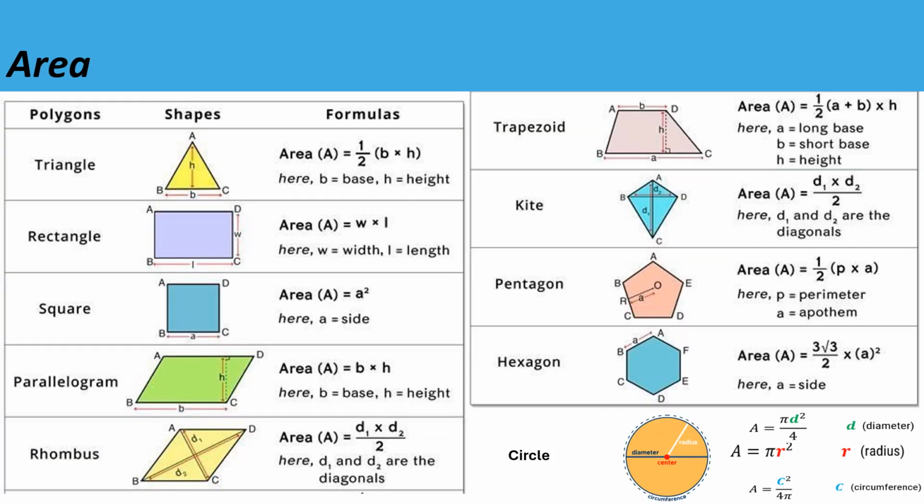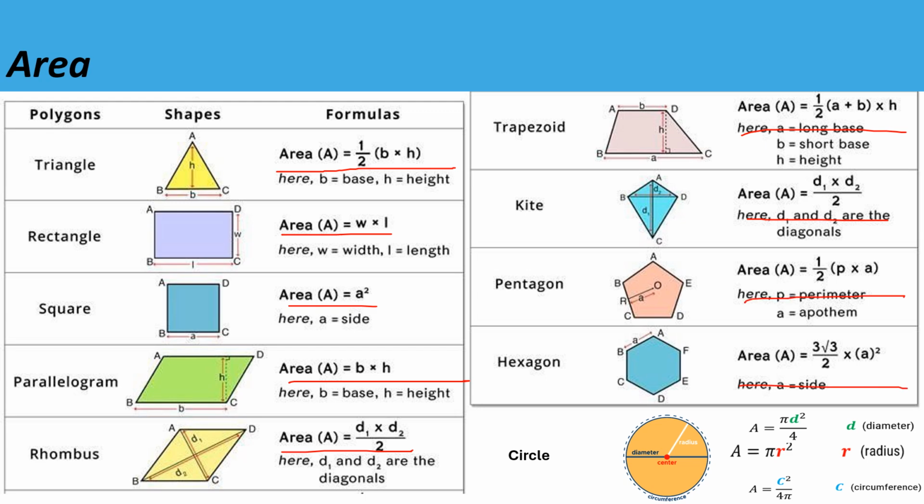Now discussing about the areas of polygons. So there are different areas, like for triangle, rectangle, square, parallelogram, rhombus, trapezoid, kite, pentagon and hexagon. So basically you have to remember these formulas for each of the polygons, and then you can solve any problem.